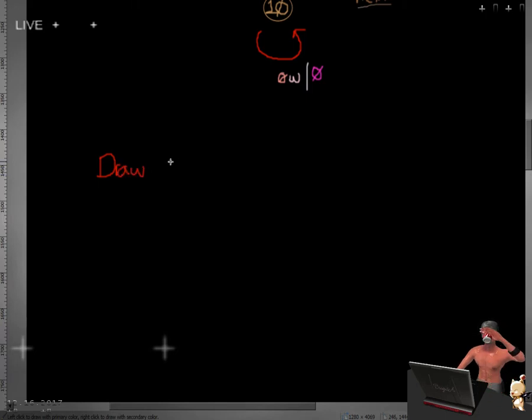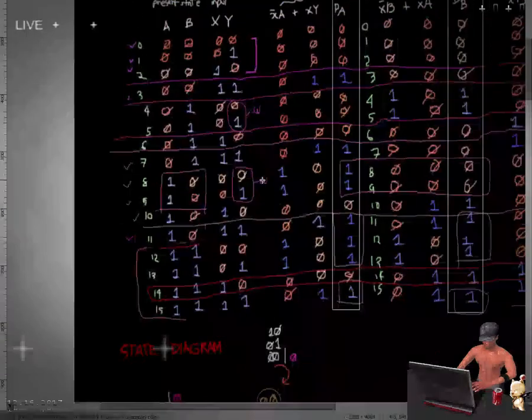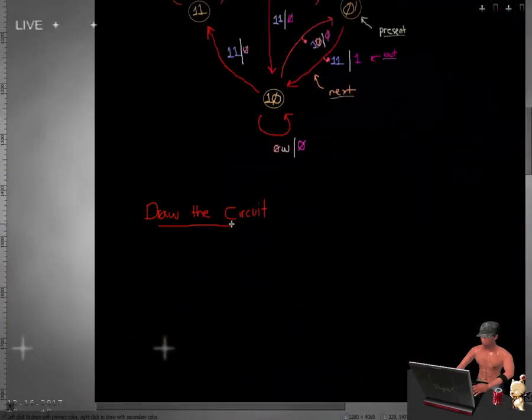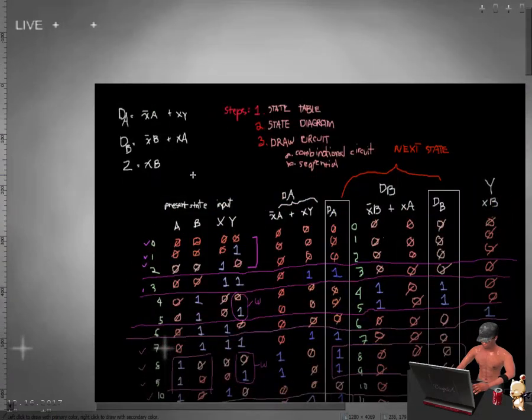Now just draw the circuit. That is the last step. Alright, so we did the state diagram. We're going to draw this circuit. We also did the table.